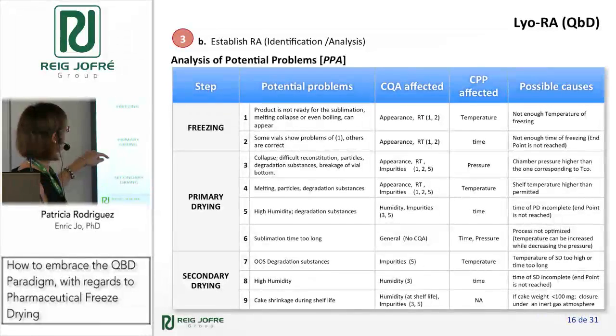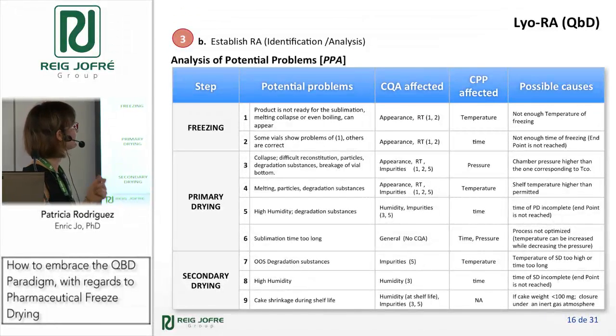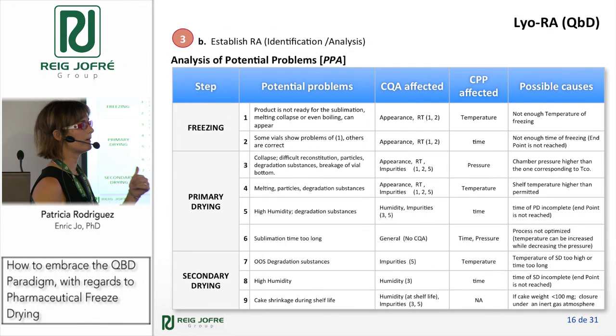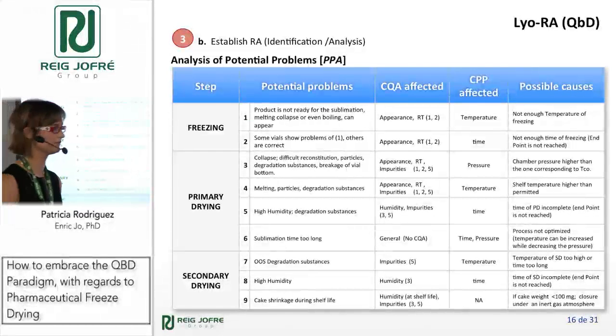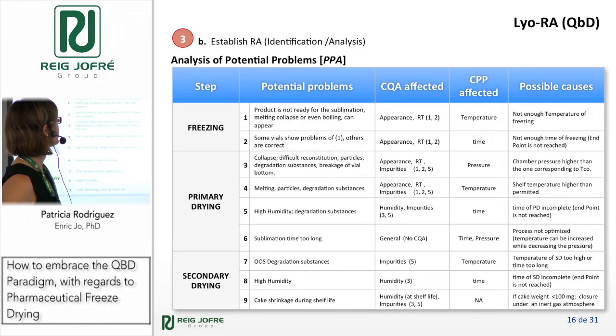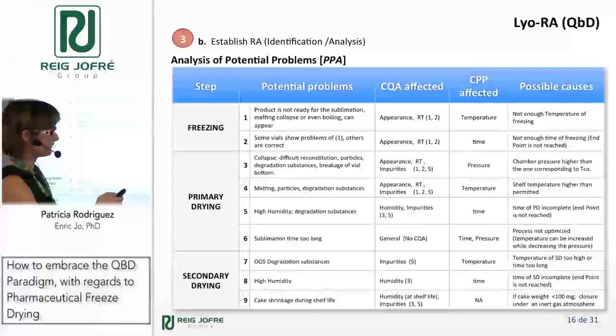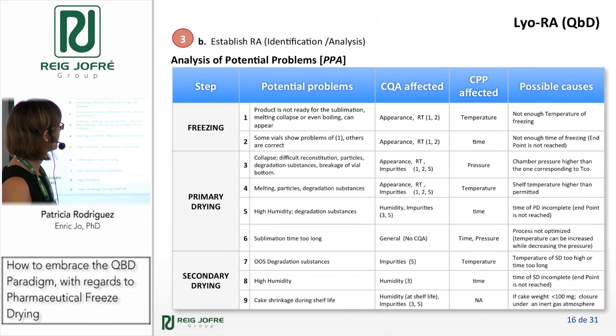Another one for the primary drying step could be collapse, difficult reconstitution, particles, degradation substances, breakage of the vial bottom. In that case, the attributes affected are appearance, reconstitution time, and impurities, CPP affected is pressure, and the cause, chamber pressure higher than the one corresponding to the temperature of collapse.